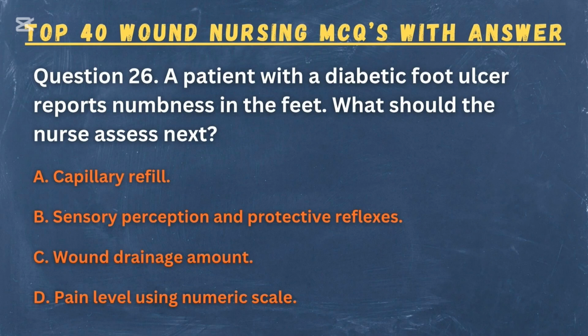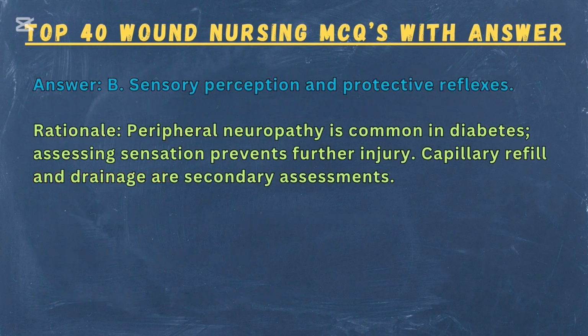A. Capillary refill. B. Sensory perception and protective reflexes. C. Wound drainage amount. D. Pain level using numeric scale. Answer: B. Sensory perception and protective reflexes. Rationale: peripheral neuropathy is common in diabetes. Assessing sensation prevents further injury. Capillary refill and drainage are secondary assessments.